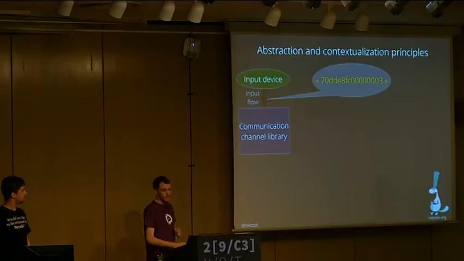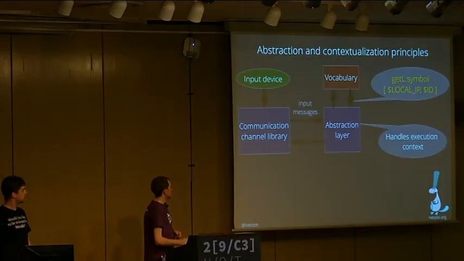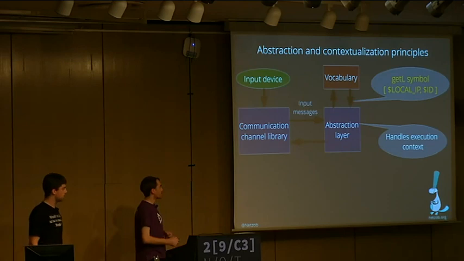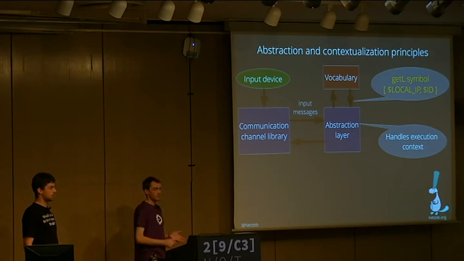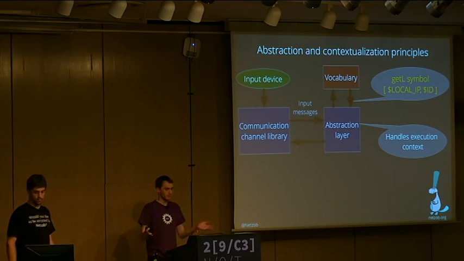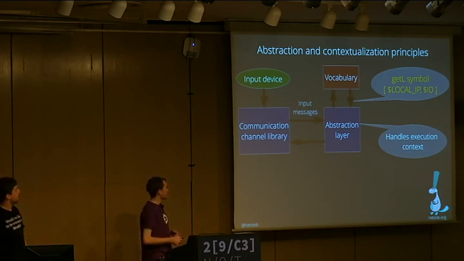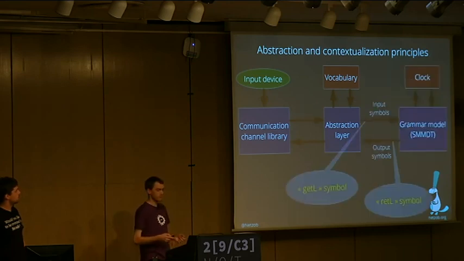At the input, we have raw binary data that is taken by the communication channel of NetZob, and then by the abstraction layer, we are able to understand what is the message we've just received. We have a getL symbol, which means it's a peer request, a request for other peers. And we send this information inside the grammar model, the state automaton.